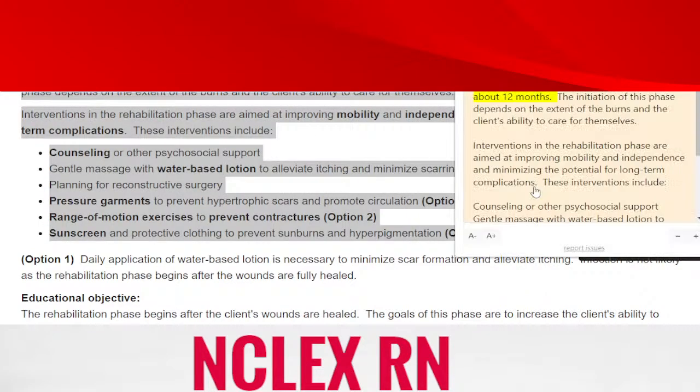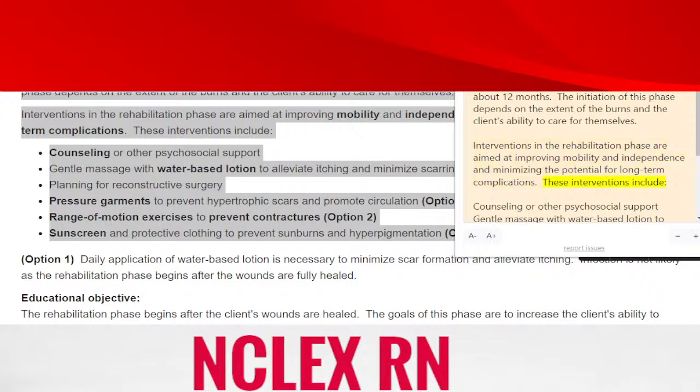The rehabilitation phase begins after the client's wounds have fully healed and lasts about 12 months. The initiation of this phase depends on the extent of the burns and the client's ability to care for themselves. Interventions in the rehabilitation phase are aimed at improving mobility and independence and minimizing the potential for long-term complications.